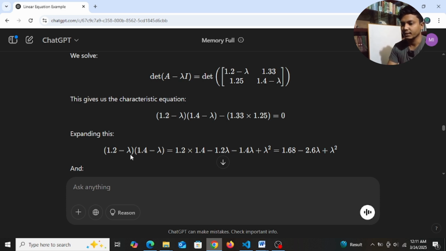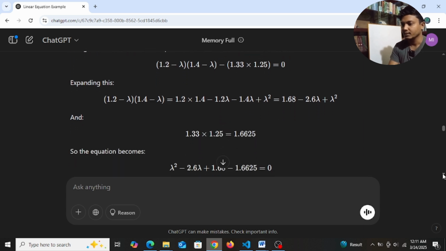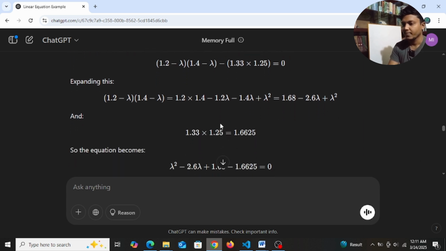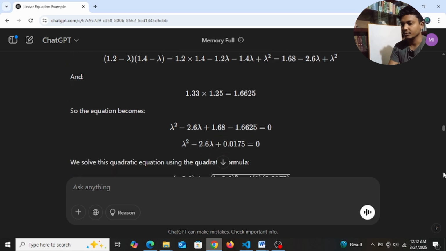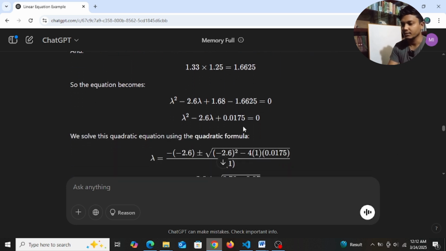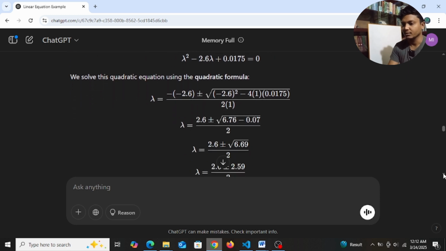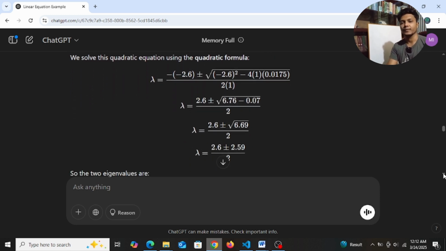If we apply the basic rules of algebra, then we get this, right? Now we are calculating the result. After all the calculations, we get this equals 0. So we solve this equation by the quadratic formula. I hope you understand what the quadratic formula is.